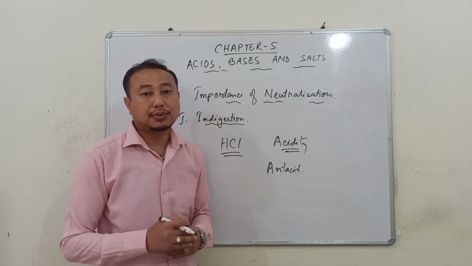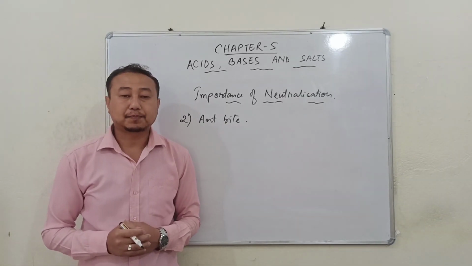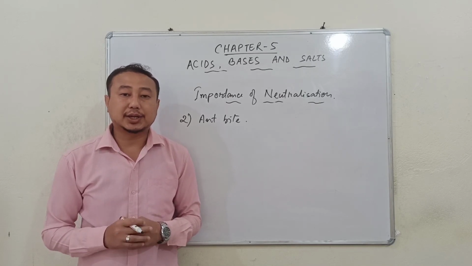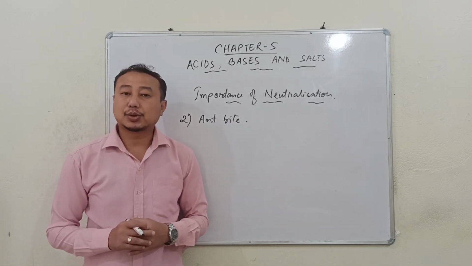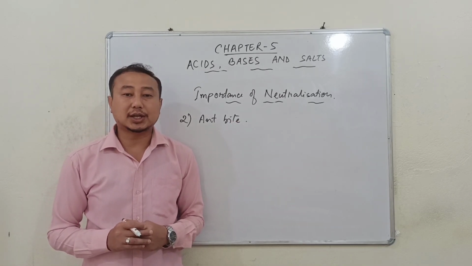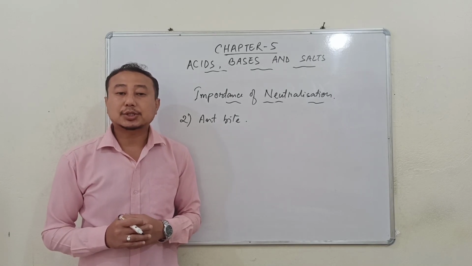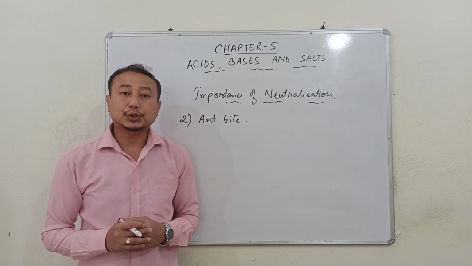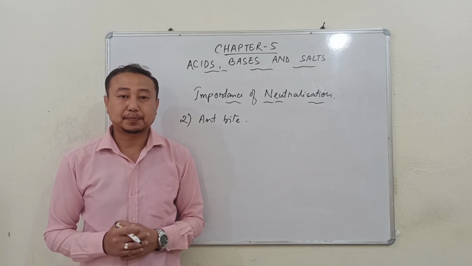Now, let's come to the next importance. The next importance is during an ant bite. When ants or bees bite us, they inject an acid inside our body. The bite of the ant contains an acid known as formic acid, which when injected inside our body causes pain and irritation. In case of the sting of the bee, it contains methanoic acid, which also has the same effect like the formic acid that is present in the ant's bite.